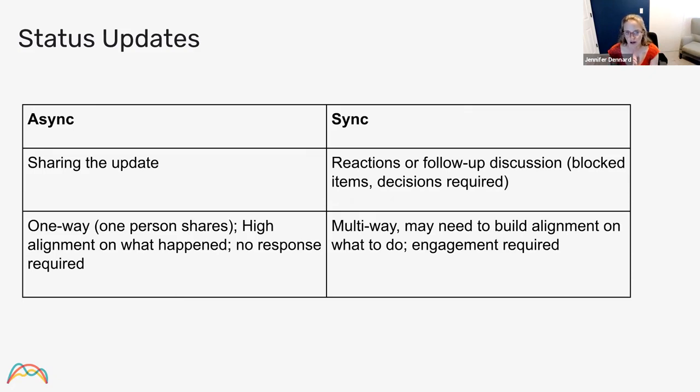Now, the synchronous part, often of when status updates are shared, is the reaction or the follow-up discussion, right? Often in a stand-up or a meeting where you're sharing goal status updates, it's the blockers or the things that happened that didn't go so well that need to be discussed. And that's where you may need to build alignment on what needs to be done or have a discussion. And so we can actually separate these two parts of the meeting into an async portion and a synchronous portion.